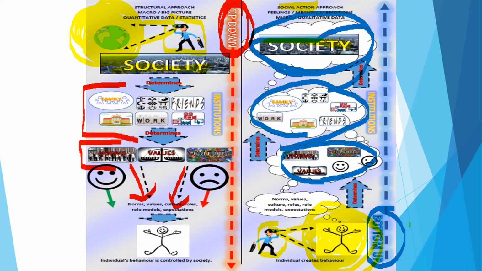So every time we look at theory, we're going to think about, is it macro? Is it micro? Is it structured, so is it top down? Is it social action, which is bottom up? Is it a conflict theory or a consensus theory, which you're going to come to later? And one of the other things we don't really talk about is whether it's modern or postmodern. So we'll come to that in a second.